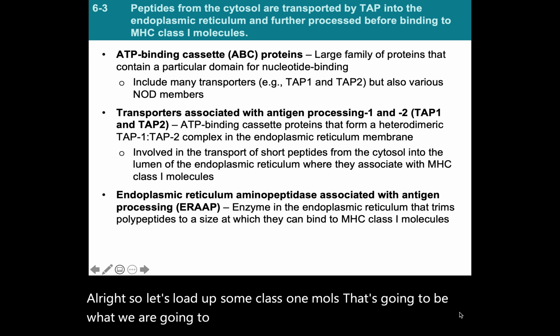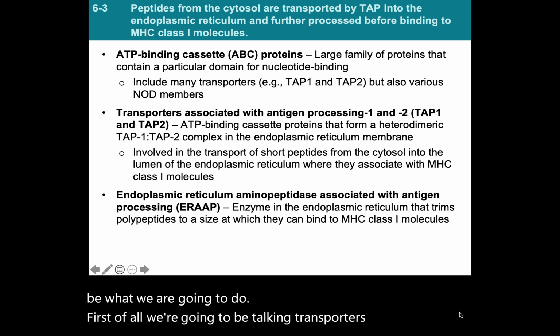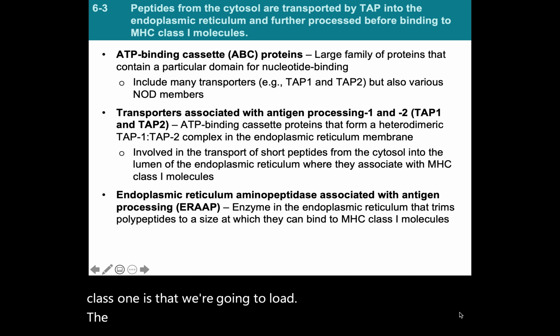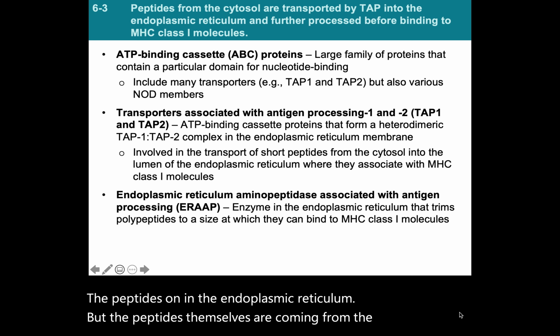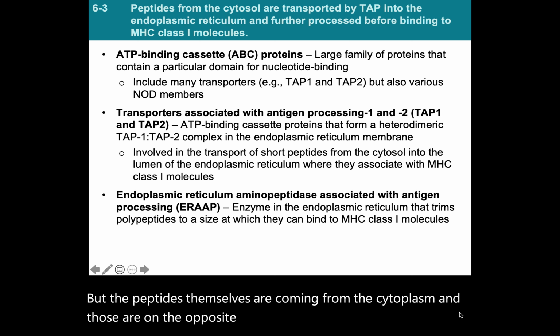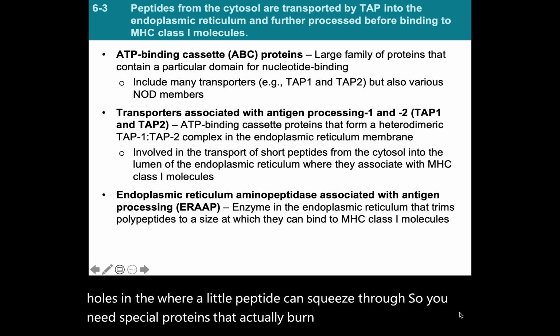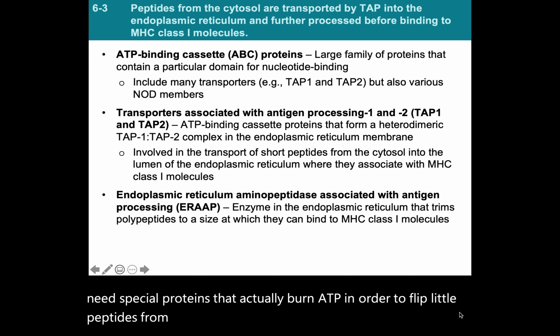First of all, we're going to be talking transporters. The thing with Class 1 is that we're going to load the peptides on in the endoplasmic reticulum, but the peptides themselves are coming from the cytoplasm. And those are on opposite sides of the ER membrane, and there are no holes in the ER where a little peptide can squeeze through. So you need special proteins that actually burn ATP in order to flip little peptides from one side of the membrane to the other side of the membrane.